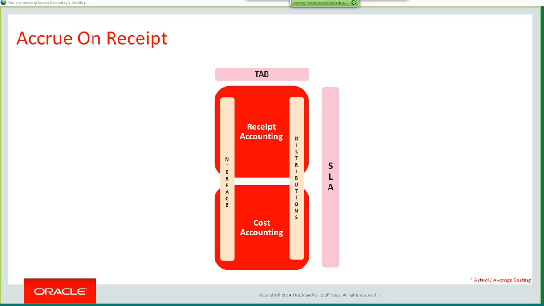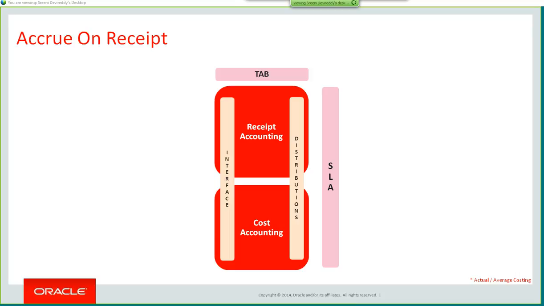Like if you're creating a purchase order, you want some accounts to be defaulted onto it: expense account, accrual account, inventory account, etc. So previously you used to write account generator workflows in EBS, and they default the accounts onto the purchase order. In the cloud, there are no account generator workflows. It's all done by Transaction Account Builder, TAB.